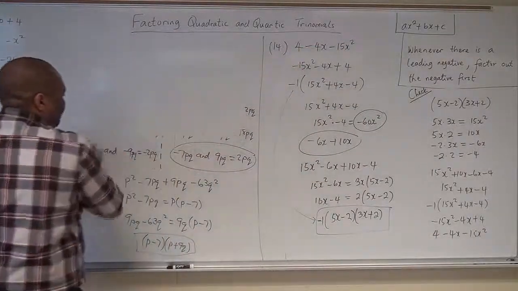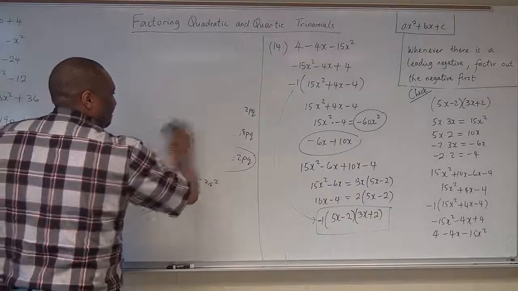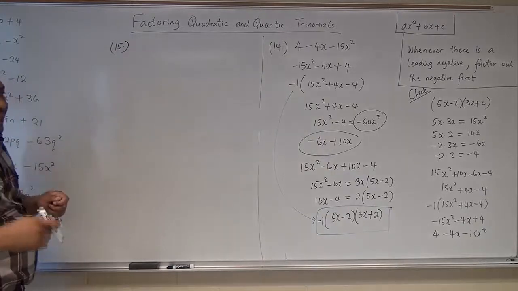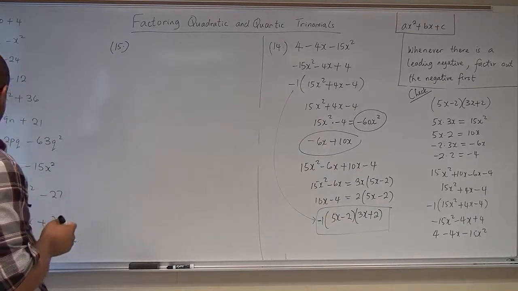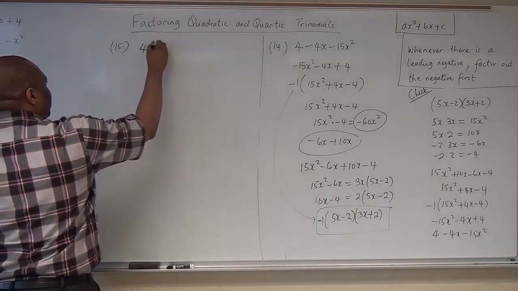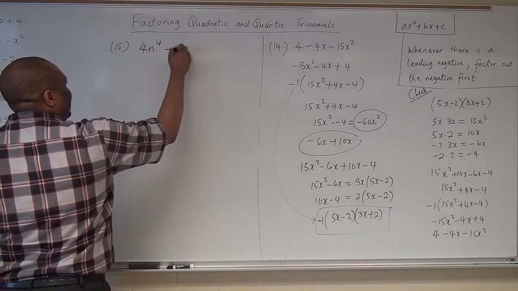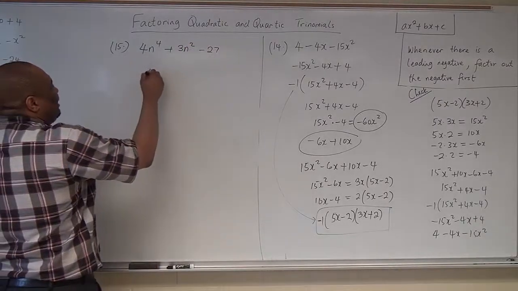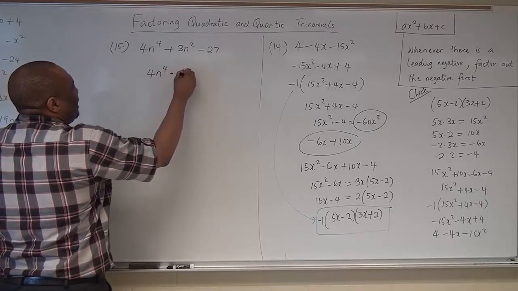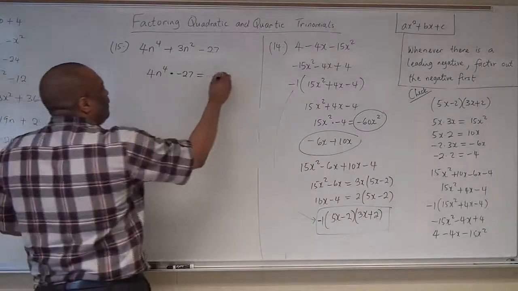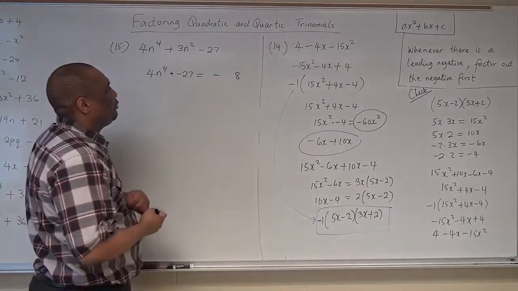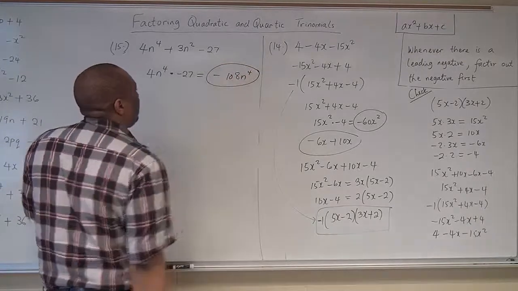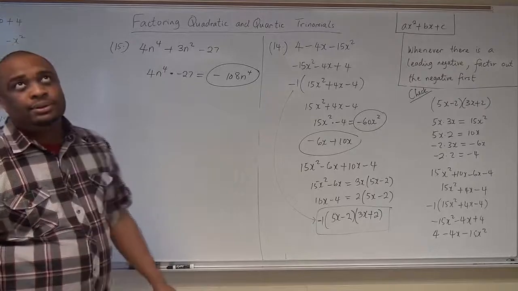Question 15. Please, I always encourage you to check. Okay? I encourage you to always check. 15 is 4n to the fourth, another quartic trinomial, plus 3n squared minus 27. So this is in order. So we multiply the first and third terms. 4n to the fourth times negative 27. 4 times 7 is 28, 8 carry 2, 4 times 2 is 8, plus 2 is 10.